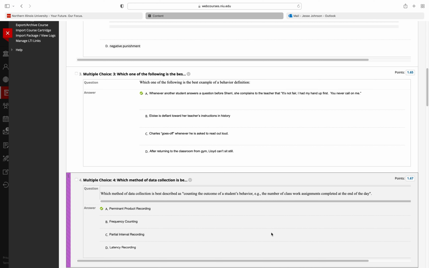A few people missed this one. Which of the following is the best example of a behavior definition? Well, let's eliminate the ones that can't be good examples. Louise is defiant towards her teacher. That's not observable. Defiant is too subjective. Charles goes off whenever he's asked to read out loud. Again, goes off, like defiant, doesn't really specify any particular behavior. It's just an expression that people use to describe a kid's behavior, but it doesn't really tell you what Charles is doing. And then the last one, after returning to the restroom from gym, Lloyd can't sit still.